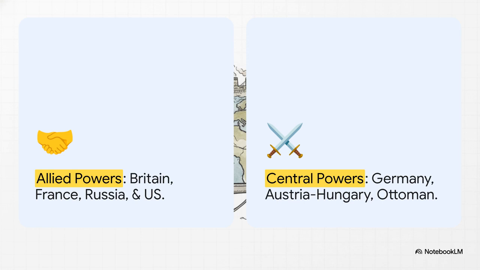The globe was fractured into two massive military blocs. The Allied powers, driven primarily by Britain, France, and Russia, facing off against the opposing Central Powers, anchored by Germany, Austria-Hungary, and the Ottoman Empire. The setup was incredibly precarious. If one nation went to war, they were all going to go to war.